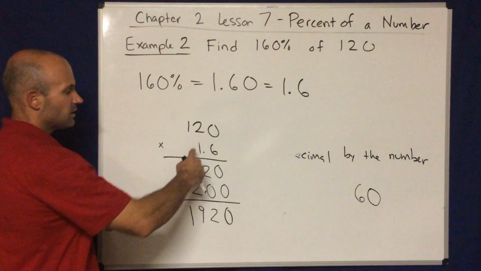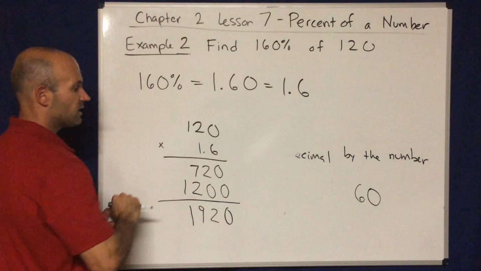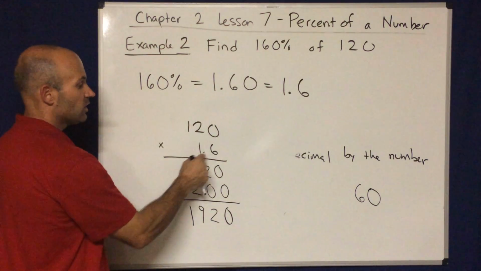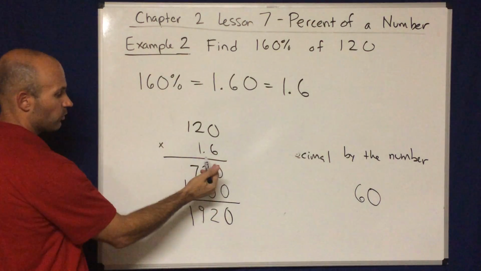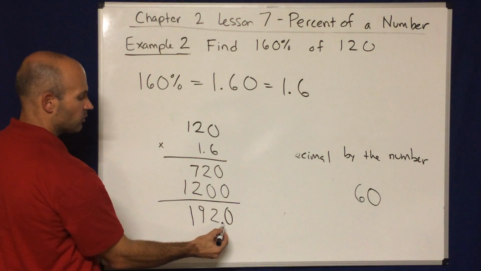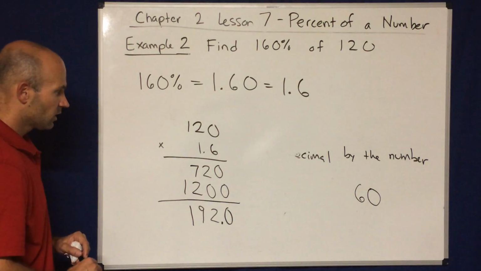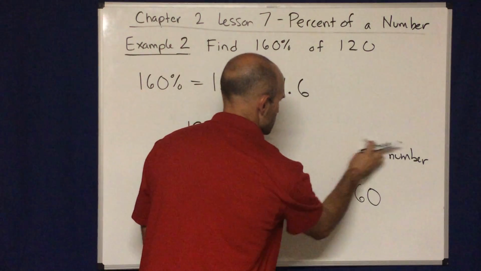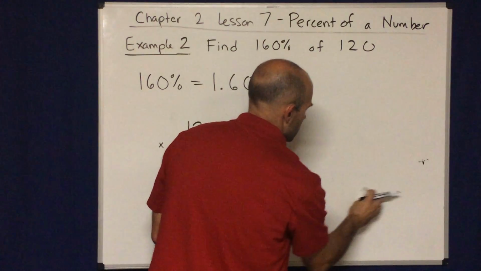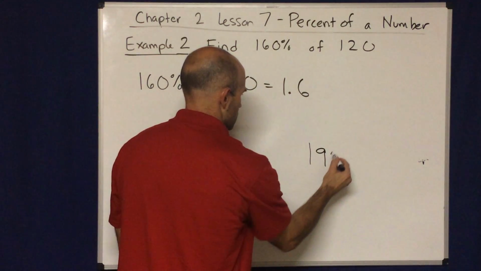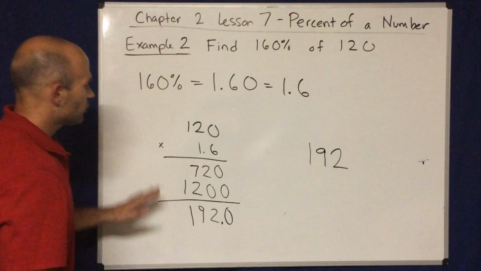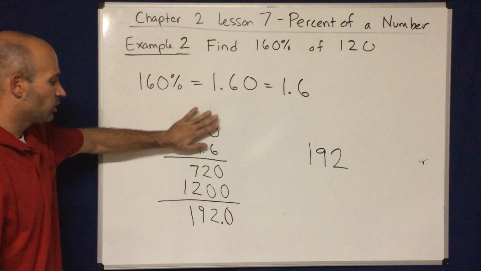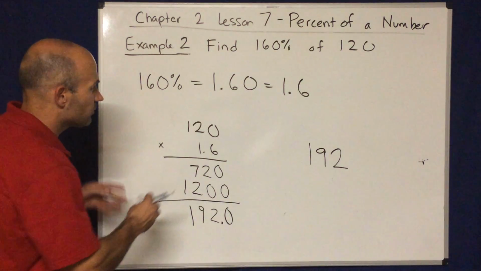Almost done. I need to look up here and count how many decimal places I have. No decimal places coming from my 120. 1 decimal place coming from my 1.6. So I need 1 decimal place in my answer. So our answer is 192. Now the only real difficulty that one could run into, I feel like, is in the arithmetic right here when you're doing the multiplication. So you do want to be careful there.